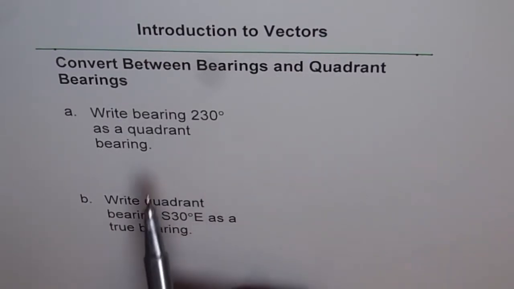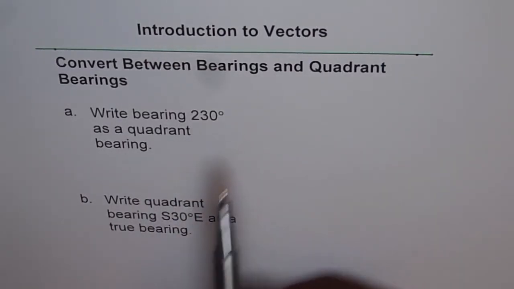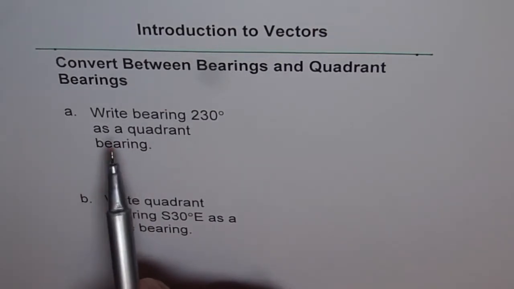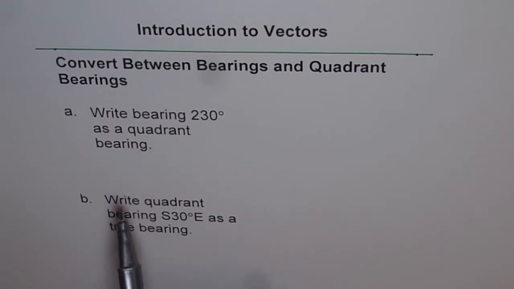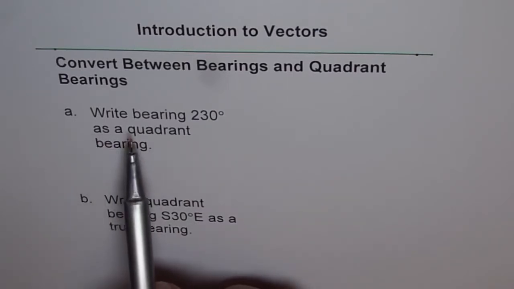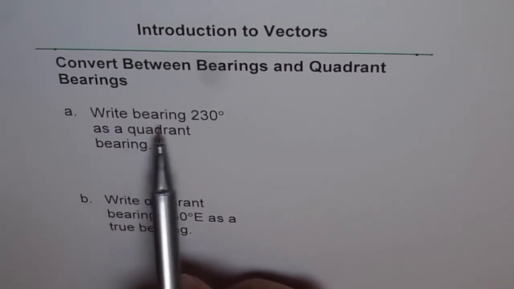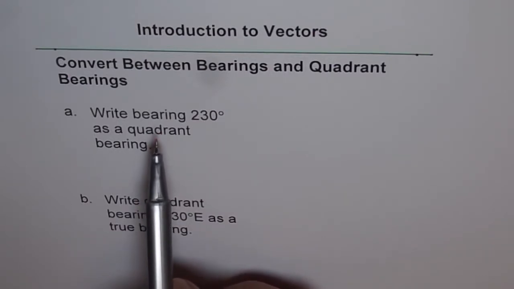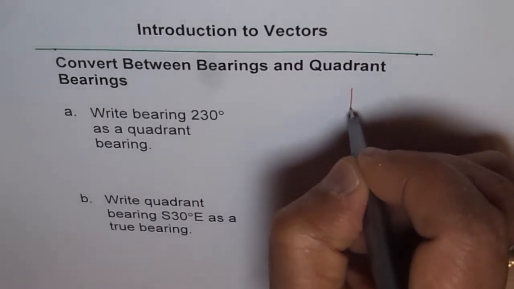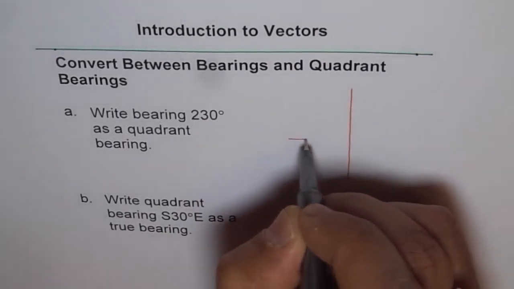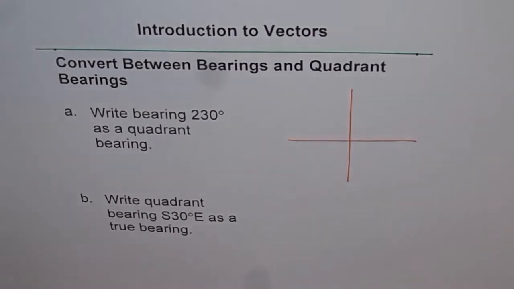So now here we have a question to understand the relation between them. A. Write bearing 230 degrees as a quadrant bearing. If we don't mention anything with bearing, it means the azimuth bearing or the true bearing, which is measured from north clockwise. So let's first sketch this angle and then write down its equivalent, right? So here is how we can sketch it.